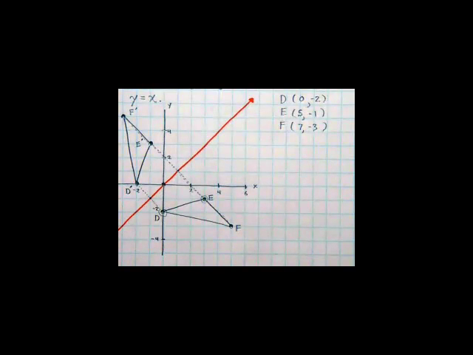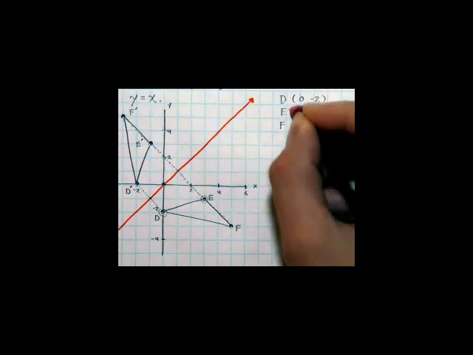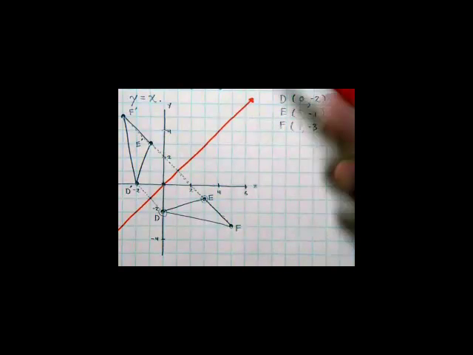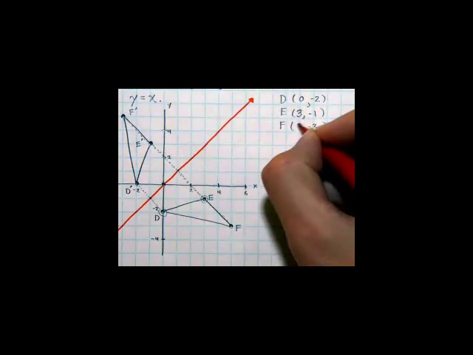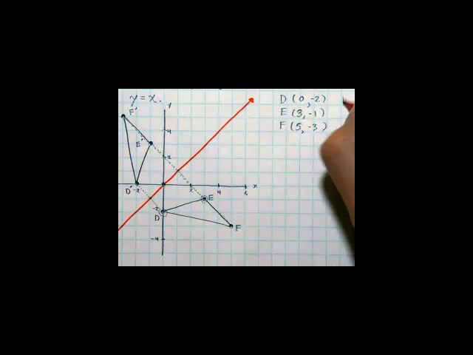I messed up. Oh, this is at (5, -3). And this is 3. Yeah. It's a 3 and a 5, not a 5 and a 7. Okay, anyway. D prime, E prime, F prime. Write down the coordinates of those real quick and then see if you can figure out what's going on with these coordinates.